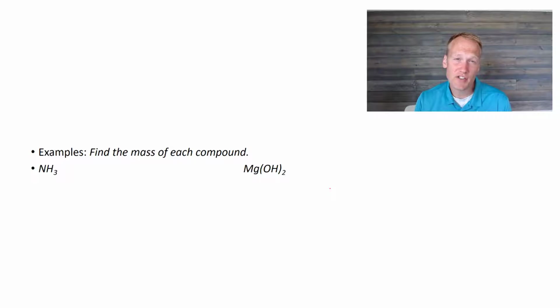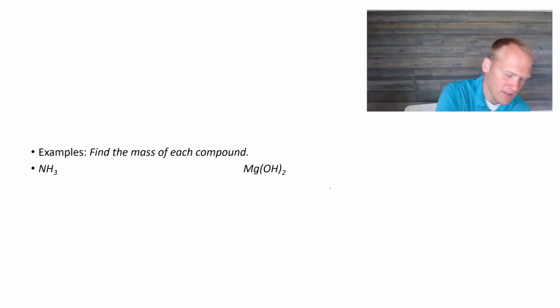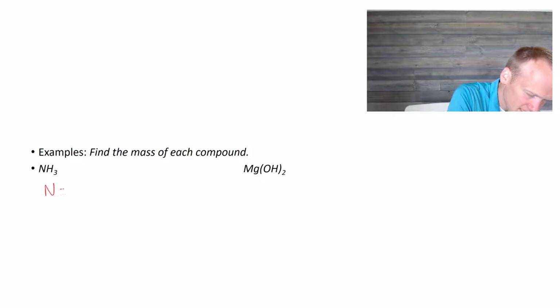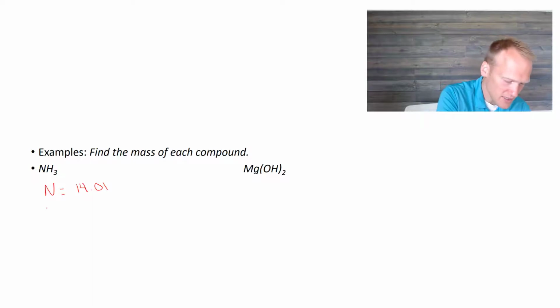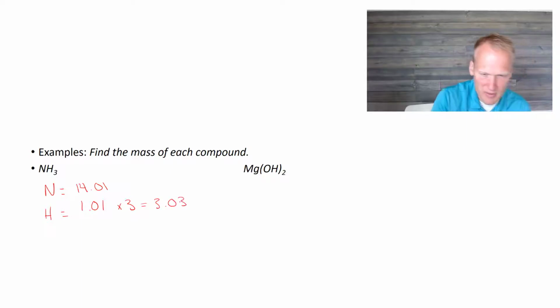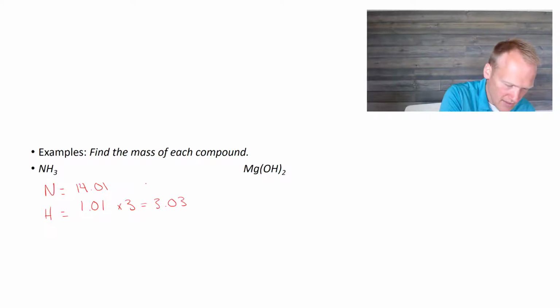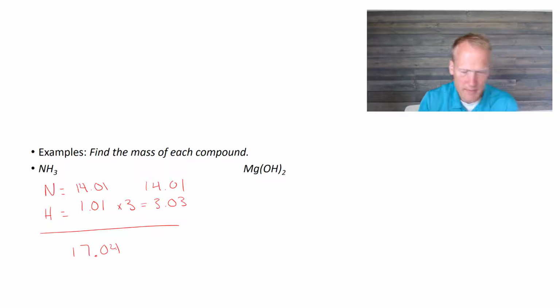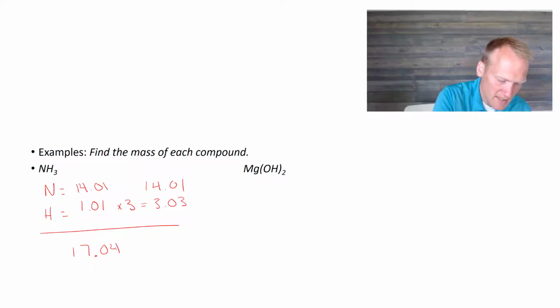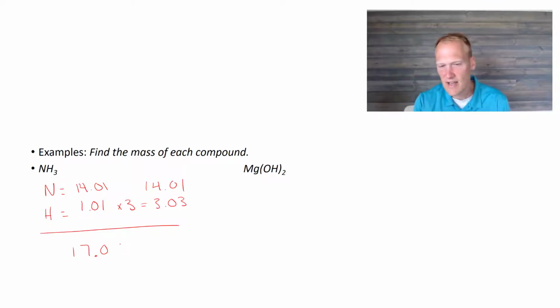If we have ammonia, which is NH3, we have 1 nitrogen and 3 hydrogen. If we look on the periodic table, we would see that nitrogen has a mass of 14.01. We'd also see that hydrogen has a mass of 1.01. And there are 3 of them in this molecule, so we would multiply by 3. So all of my hydrogen would be 3.03, and then we'd add that to 14.01, and we would get a mass of 17.04. Typically speaking, we're only going to keep 3 sig figs here, so this would be 17.0.